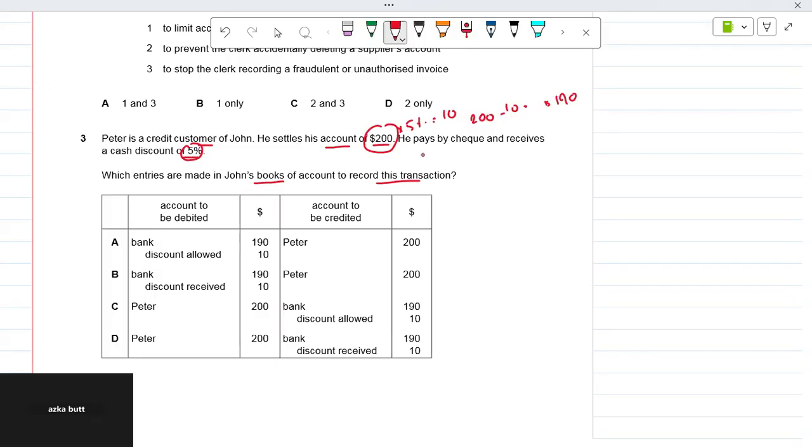Okay, so it means that we will debit the bank account, which is the 190 amount which we received, and we will debit the discount allowed, and this is $10. And we will credit Peter's account since he's a customer. This is $200. So it means that option A is the right option.